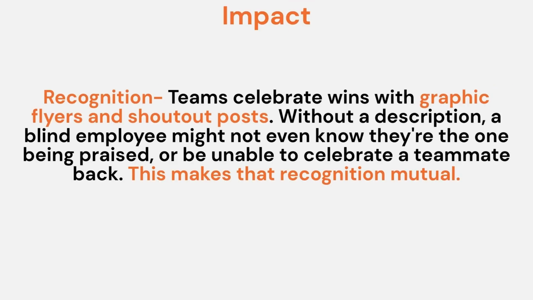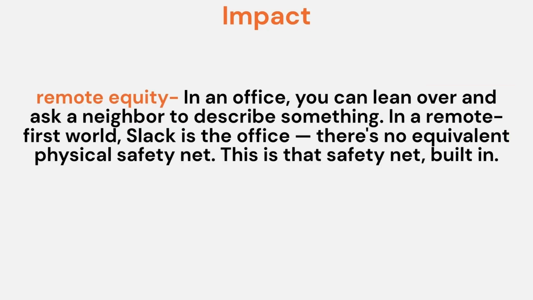Recognition. Teams celebrate wins with graphic flyers and shoutout posts. Without a description, a blind employee might not even know they're the one being praised, or be unable to celebrate a teammate back. This makes that recognition exponential. Remote equity. In an office, you can lean over and ask a neighbor to describe something. In a remote first world, Slack is the office. There's no equivalent physical safety net. This is that safety net built in.